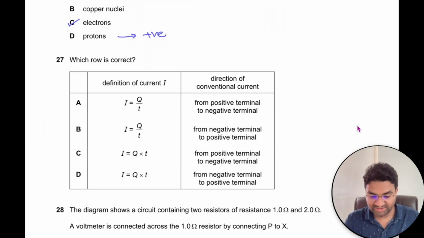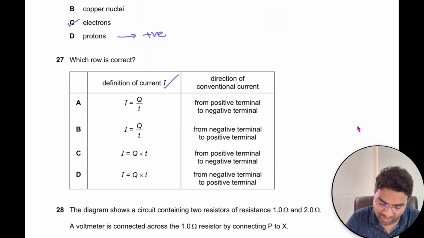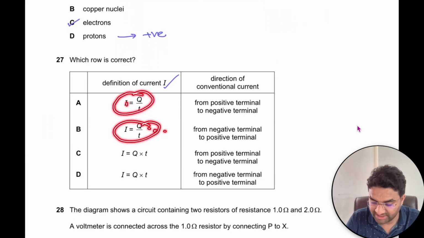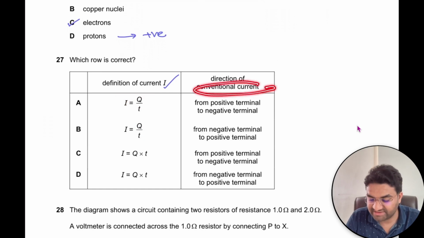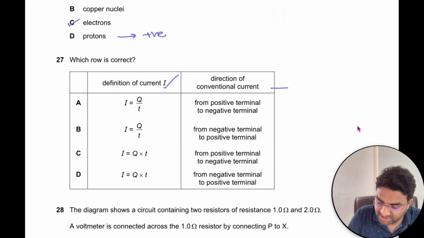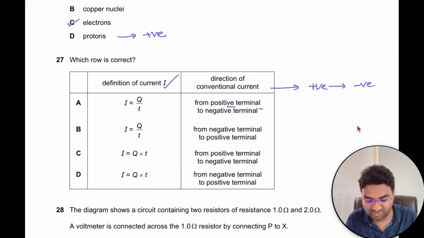Fine. Next one. Which row is the correct one? Next, we have to identify the definition of current. Current is basically Q over T. So we have two options which contain Q over T, and the conventional current in the second column. Conventional current always moves from the positive end to negative. So the first option is positive to negative, and the formula for current equal to Q over T is also correct. So the correct answer is A.